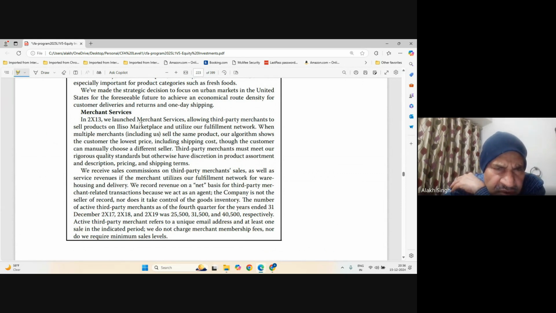So in 2013, we launched merchant services, allowing third-party merchants to sell products on the Eliso marketplace and utilize our fulfillment network. So they are using the network of Eliso. And when multiple merchants sell the same product, our algorithm shows the customer the lowest price, including shipping cost, though the customer can manually choose a different seller. Third-party merchants must meet our rigorous quality standards, but otherwise have discretion in product assortment and description, pricing, and shipping terms. So they have that discretion in description, pricing, and shipping terms.